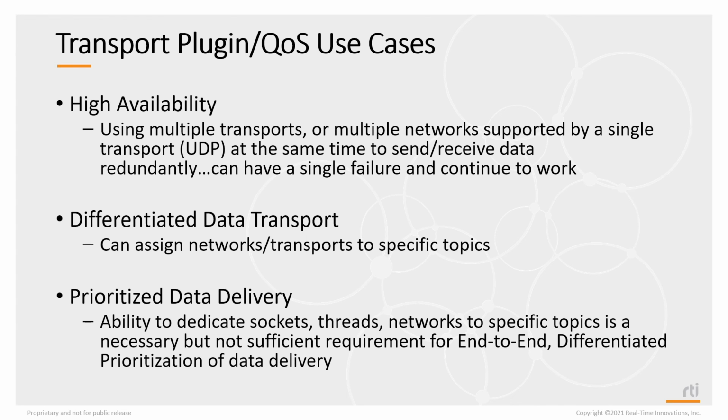Sometimes you want to prioritize your data delivery. Maybe you have a really fast transport and maybe you have a slower transport. Maybe one network is a secure network and the other one is an insecure network, and you need to differentiate between them, and you need to tell DDS, this data should only go over this network and that data should go over that network. And maybe you want to dedicate sockets and threads to a specific topic. So these are all different reasons that you may need to use the transport QoS policies, as well as the different transport plugins, to tell DDS exactly what you want it to do with data.